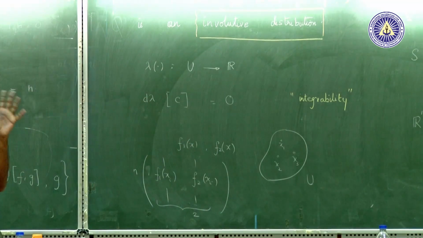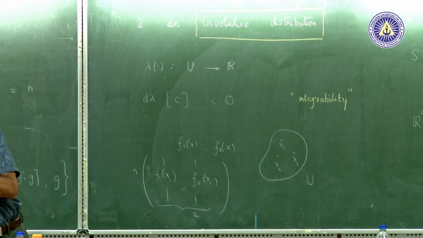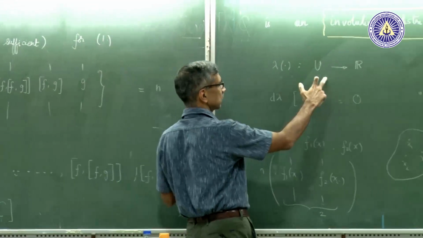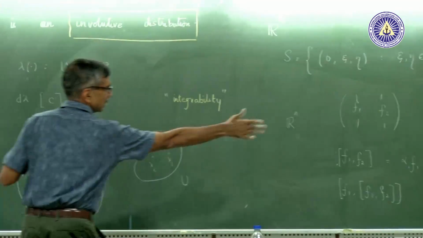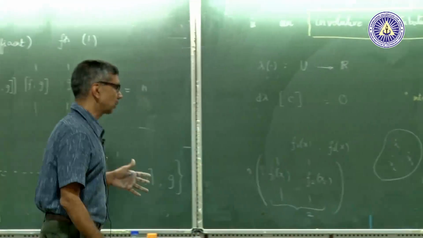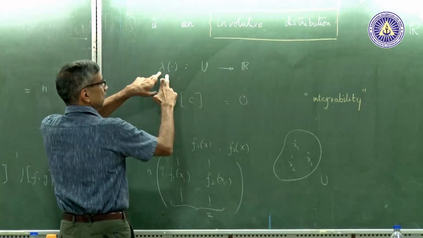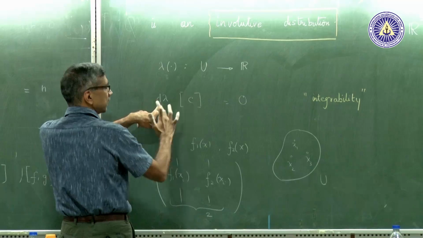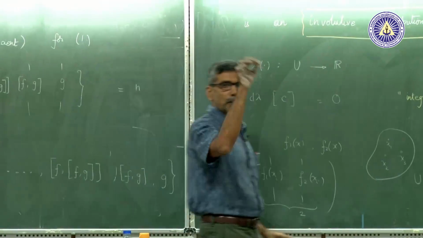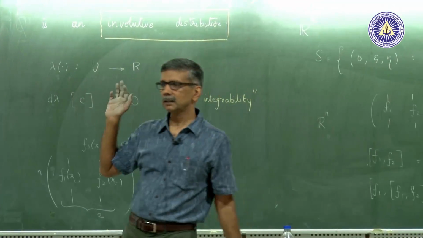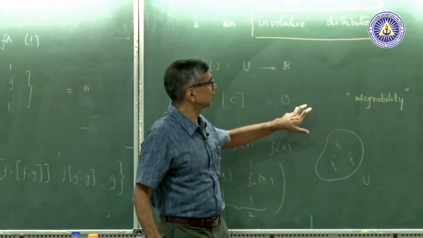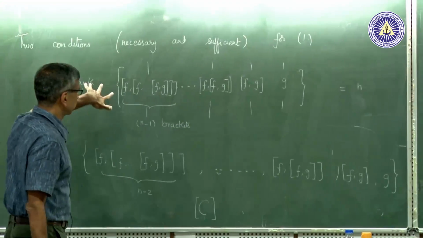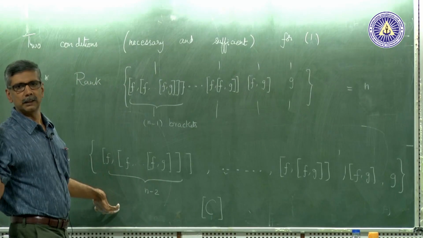That is, a distribution is involutive if and only if it is integrable. And integrability is this condition: instead of finding all Lie brackets and finding out whether they can be written as a linear combination of those vector fields, if you come up with a function lambda and you show d lambda times c is 0, that is, this row vector destroys all those column vectors, then this is an integrable distribution and therefore involutive. So to conclude, I have to satisfy these two conditions.